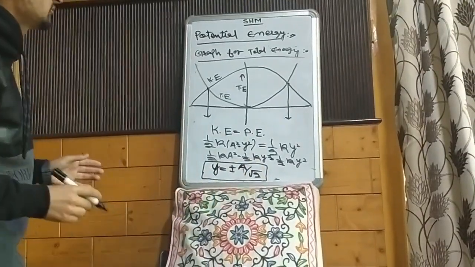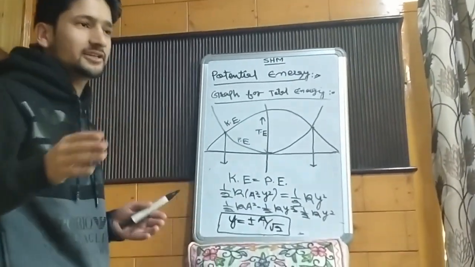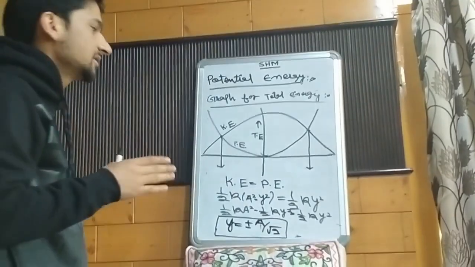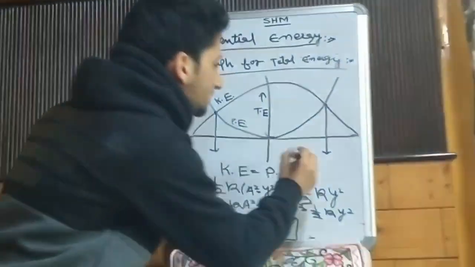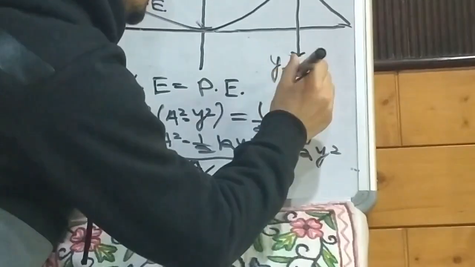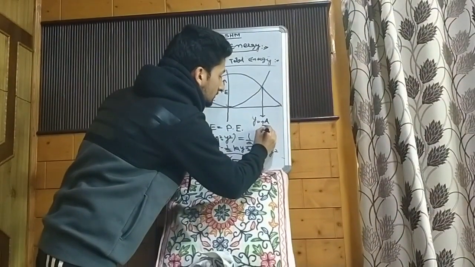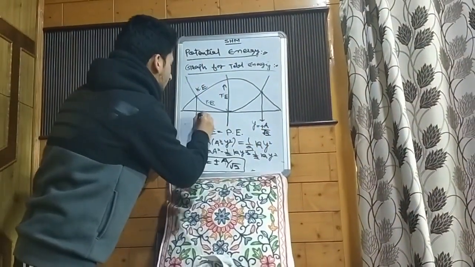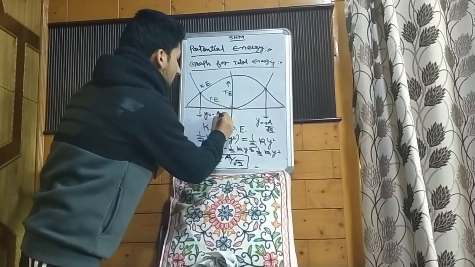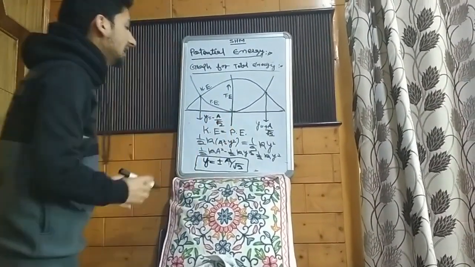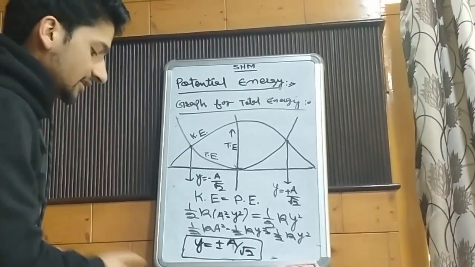So at y equal to ± a divided by root 2, the kinetic and the potential energy of a particle executing simple harmonic motion are equal. Here the value of y will be equal to +a by root 2, and here the value of y will be given by y equal to −a by root 2. So at these two values, the potential and kinetic energy are equal.